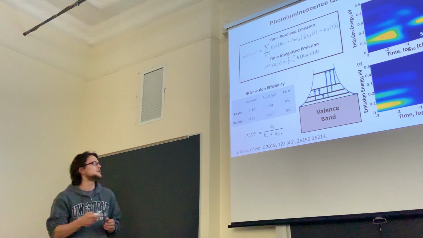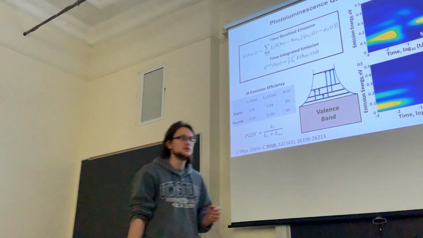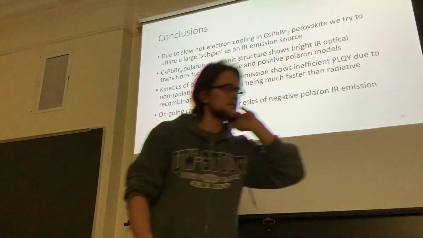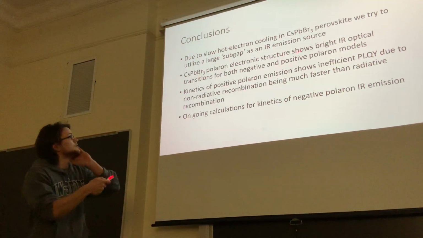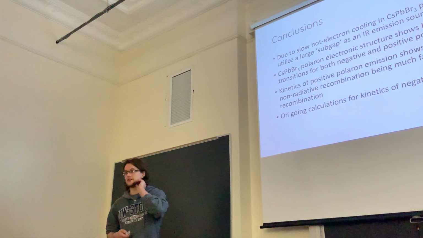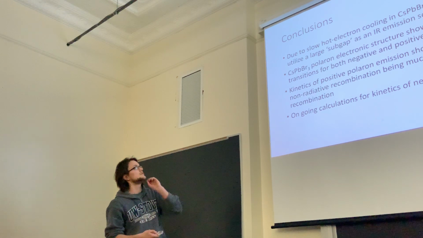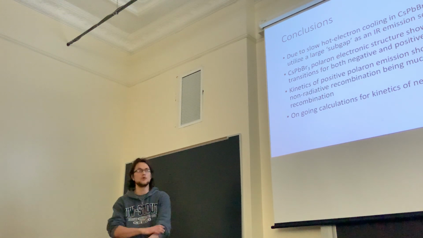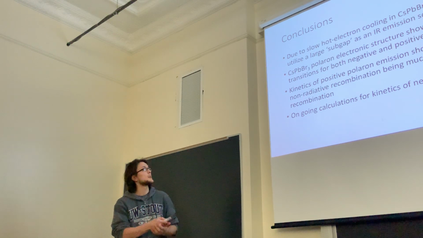And so, just to conclude, the previous result we saw was slow hot electron cooling near the band edges. That gave the motivation to use that subgap state that caused the slow cooling as an IR source.